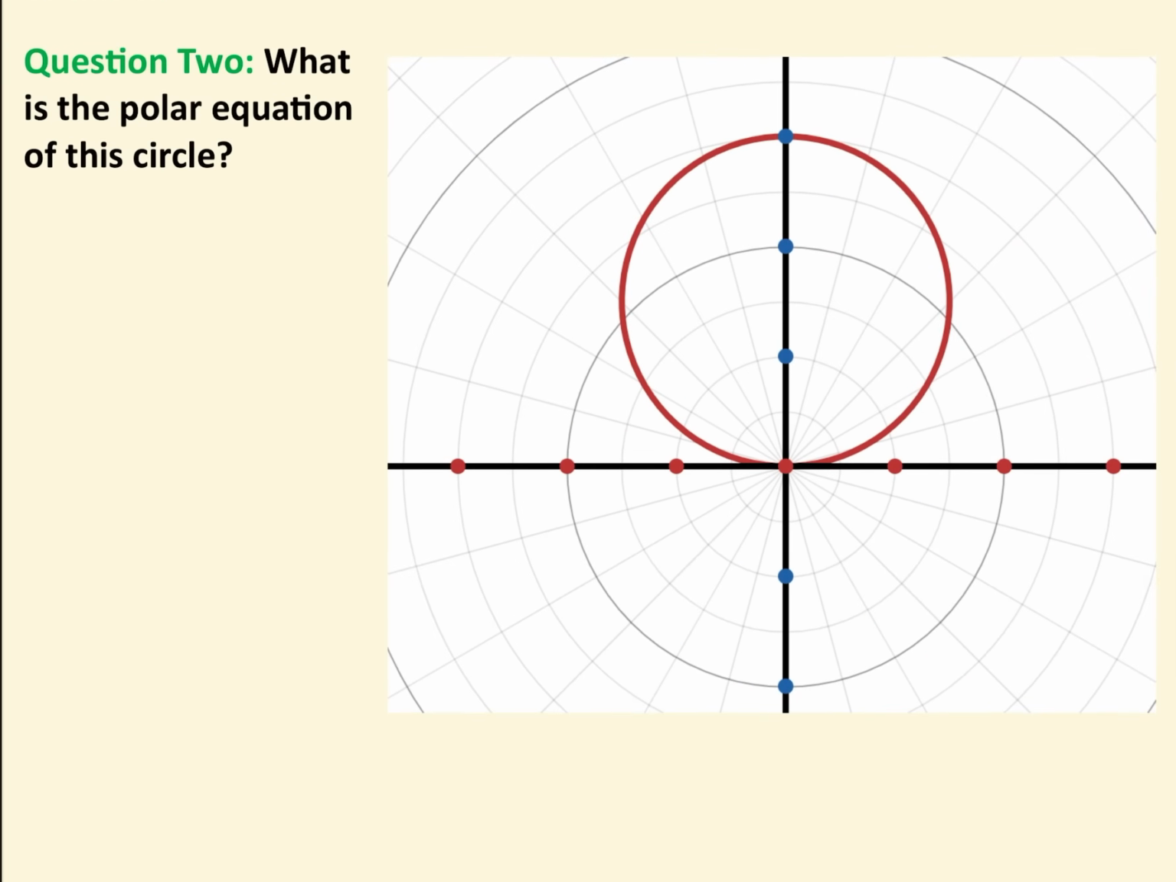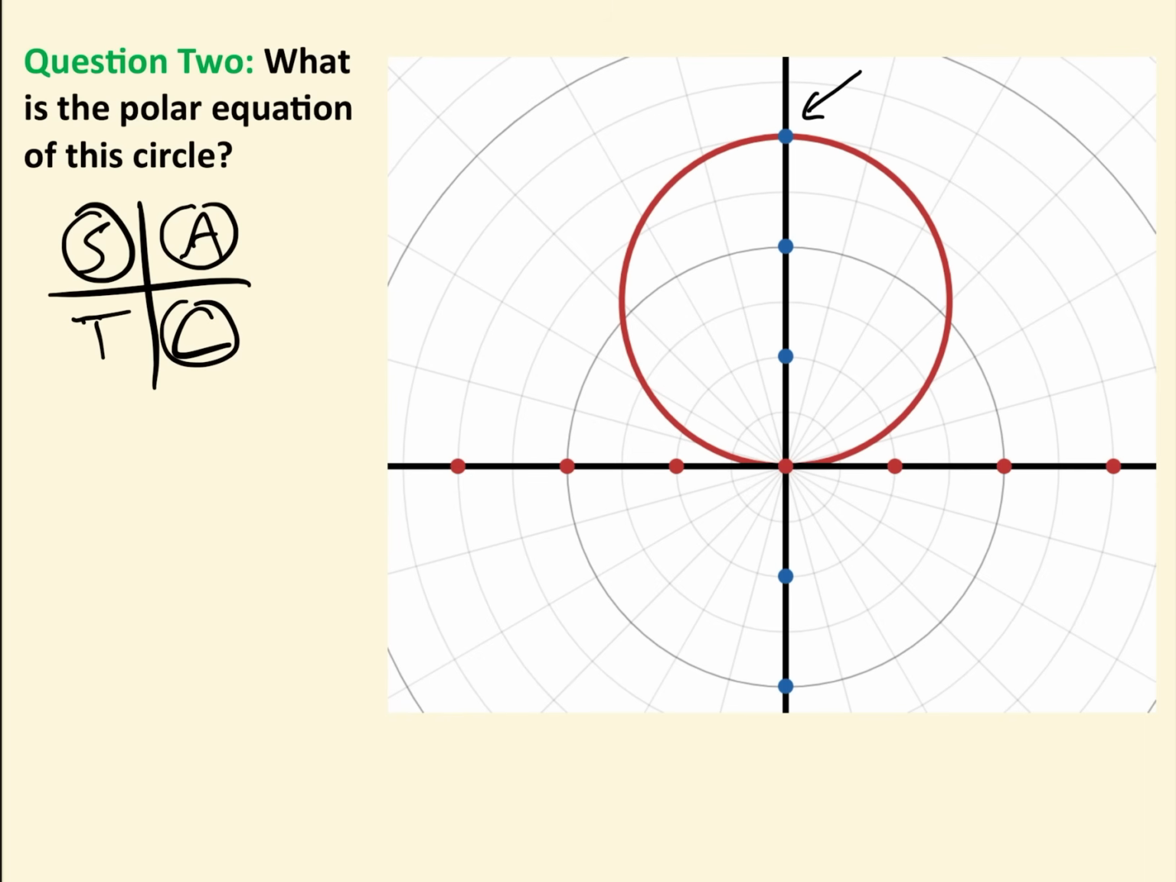Question number 2. What's the polar equation of this circle? Well, there's a few clues here. First of all, because the circle is symmetrical about the y-axis, and we know if we look at the sign of sine, all stations to Crewe here, the sine is positive here and here, and sine is negative here and here. So we know that it's symmetric about the y-axis. So because this circle is symmetric about the y-axis, we know this is equal to r equals something sine theta.